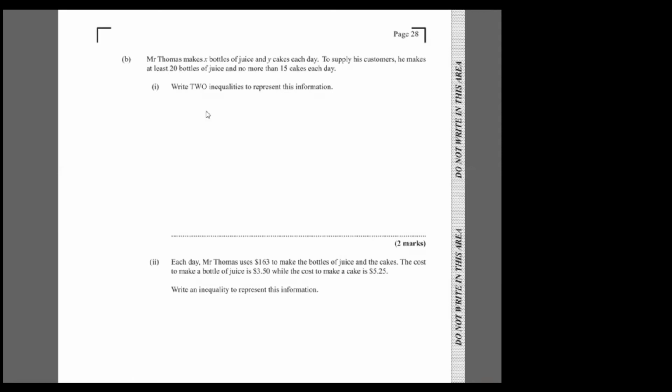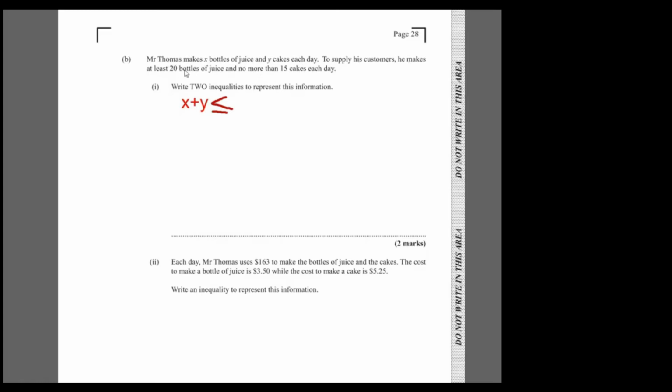So they tell us that Mr. Thomas makes X bottles of juice and Y cakes each day. So he makes X bottles of juice and Y cakes each day. All right, so we can say X plus Y is... he's never going to make more than that. He only makes a maximum. He makes a maximum of X bottles of juice and Y cakes each day. So X plus Y must be less than or equal to, let's see how much now.